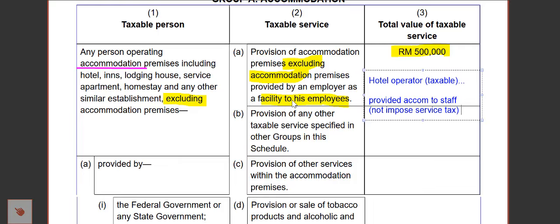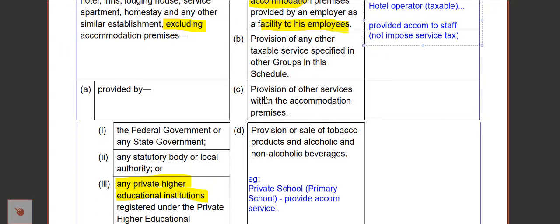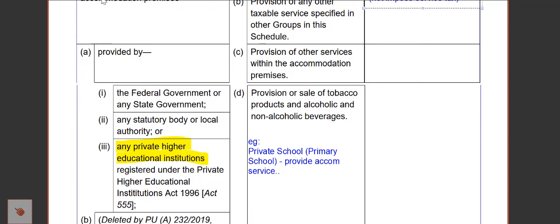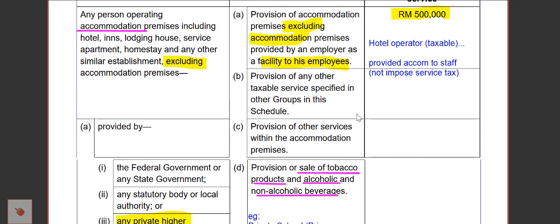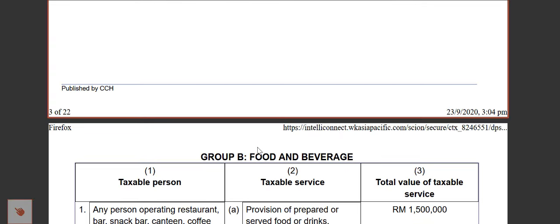Basically, taxable service will include all other services specified in other groups, the provision of other services within accommodation, and even the sale of tobacco products, alcoholic and non-alcoholic drinks. So if you go to a hotel that is licensed for service tax and buy cigarettes, you realize that they will impose 6% on the cigarettes. So the first group is hotels.